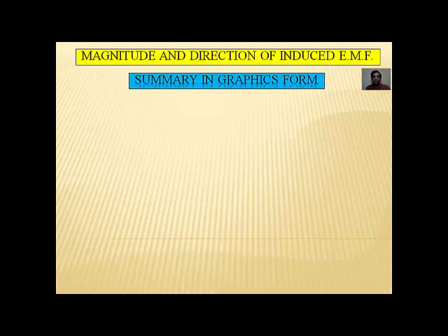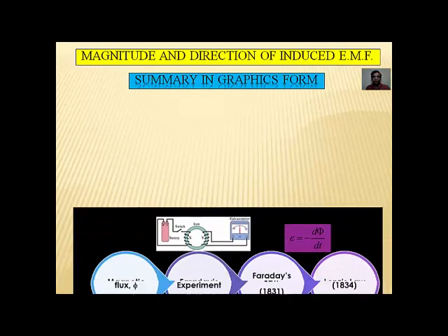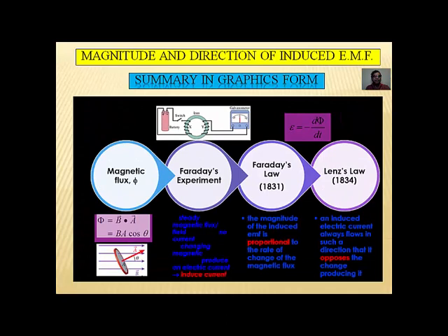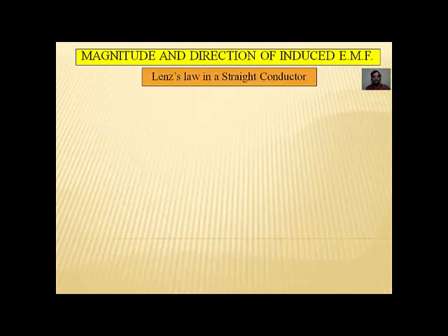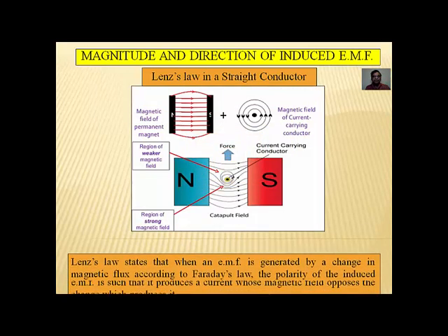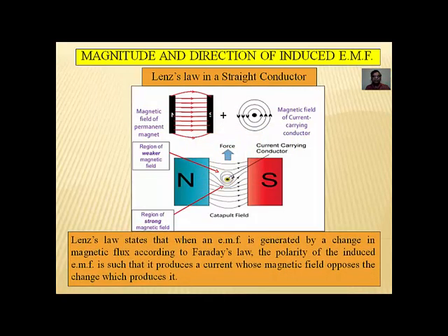Now we will summarize whatever we have studied in graphics form. First we have seen magnetic flux phi, then we have seen Faraday's experiment from which came Faraday's law, and then came Lenz's law. Now let us see Lenz's law in a straight conductor. Lenz's law states that when an EMF is generated by a change in magnetic flux, according to Faraday's law, the polarity of the induced EMF is such that it produces a current whose magnetic field opposes the change which produces it.